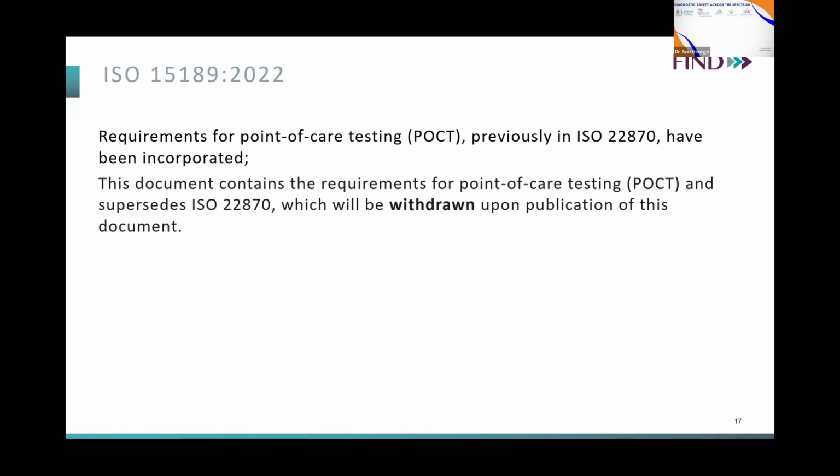And people who were operating labs didn't really need to bother about POCTs if they didn't want to. But now they have brought it under the ambit of 15189, and the other standard has been withdrawn. So now whenever somebody is applying for accreditation, this also will be part of it. And it is recommended. And this is a voluntary process. Any accreditation is a voluntary process, but labs are encouraged to bring their POCT devices also into the ambit of accreditation.